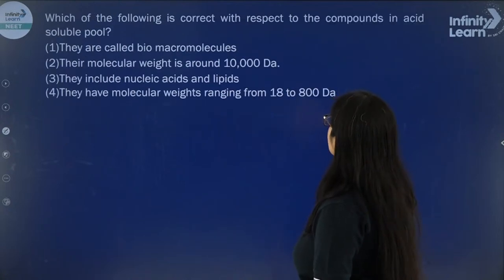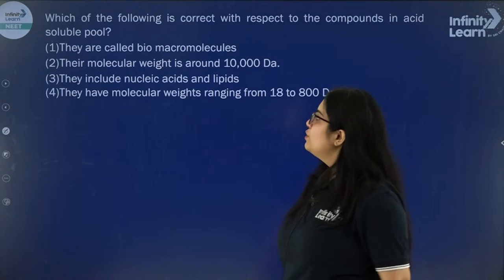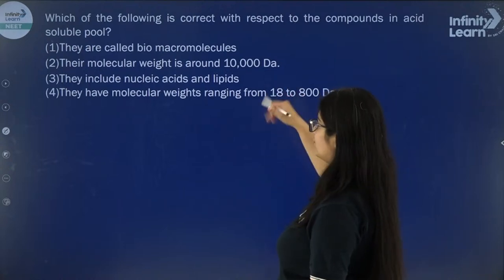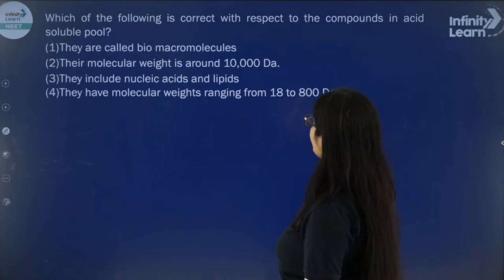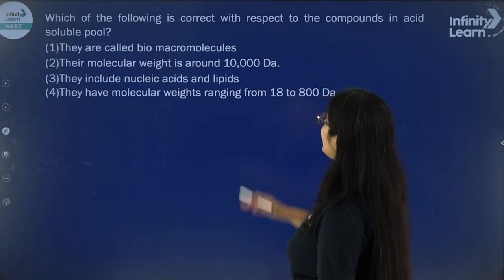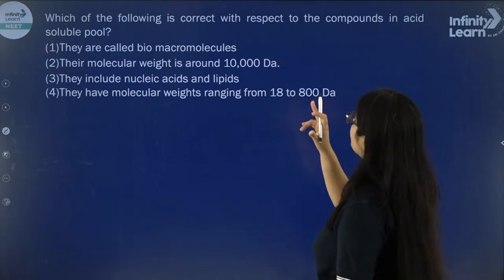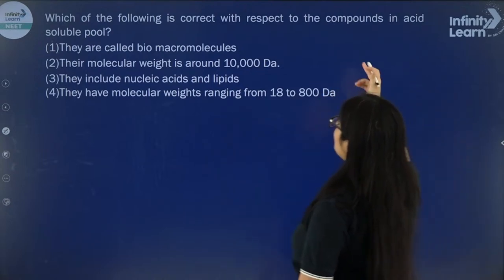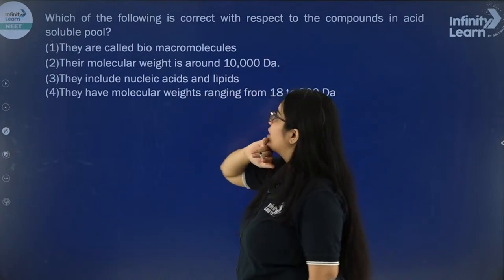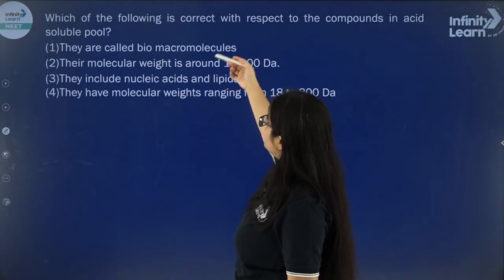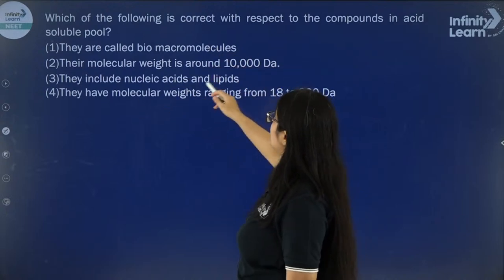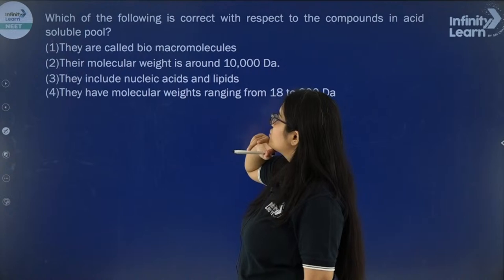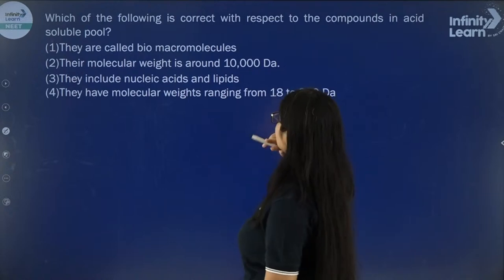Which of the following is correct with respect to the compound in acid soluble pool? They are called bio macromolecules. Okay, yes. Their molecular weight is around... They include nucleic acid. No, my dear students. The question is actually about the compounds in the acid soluble pool. So, these characters, they are called biomacromolecules. Their molecular weight is around 10,000 Dalton. They include nucleic acids and lipids. My dear students, this is not with respect to acid soluble pool.